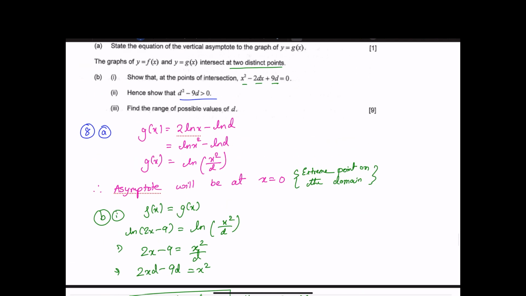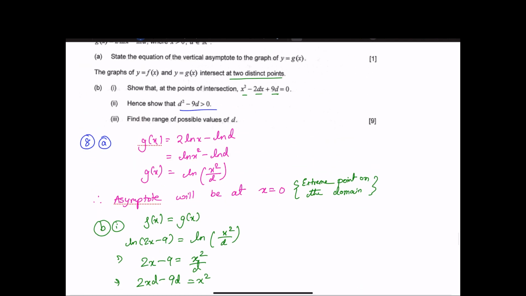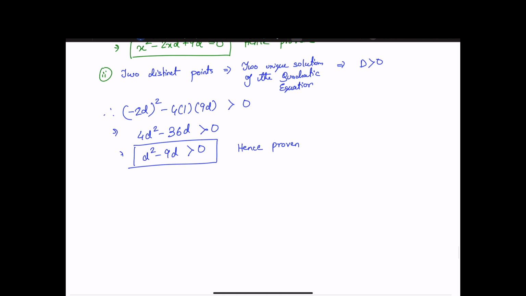Now moving to the last part, you have to find the range of possible values of d. So d times d minus 9 is greater than 0. Now to solve these inequalities, we can use your way, but it's better if we use a sign scheme plot. So where d times d minus 9 equals 0 will be when d is equal to 0 and d is equal to 9.